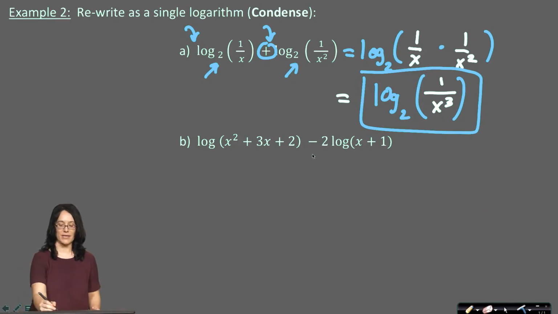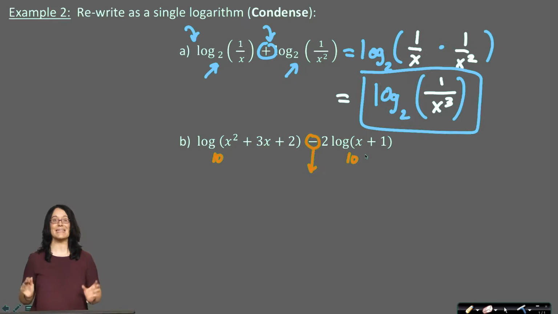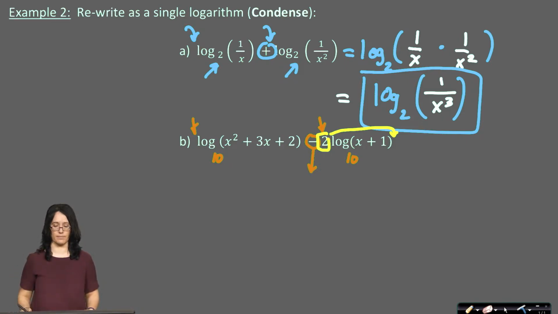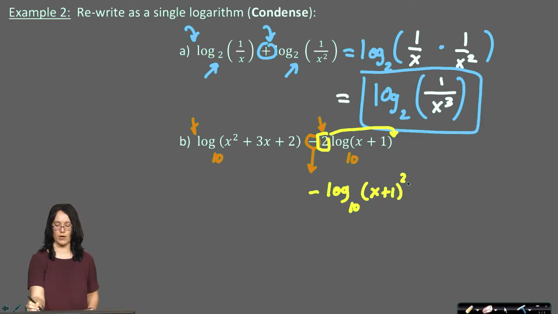Okay, so in B, first thing I notice is I have subtraction of 2 logarithms with the same base. They're both base 10. Good job. Can I condense the way it is right now? No, because remember the coefficients have to both be a 1. So how could I make that 2 go away? The power rule. Good job. The power rule said if you have a coefficient of a logarithm, it can come back up as the power of the argument. So this would now become negative log base 10 of x plus 1 squared.